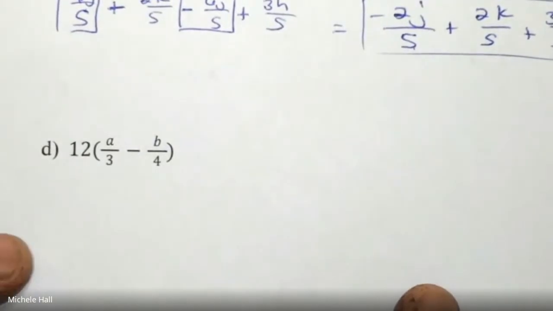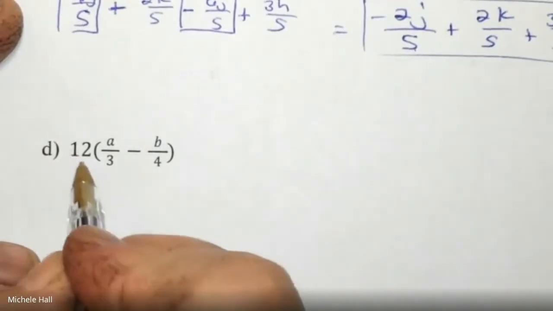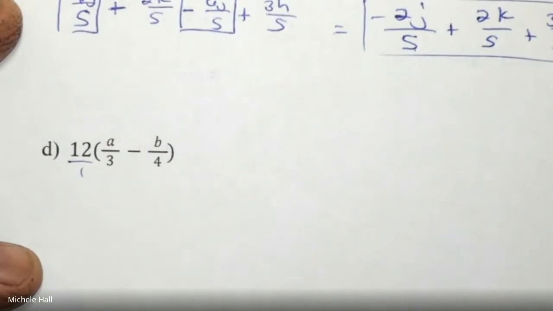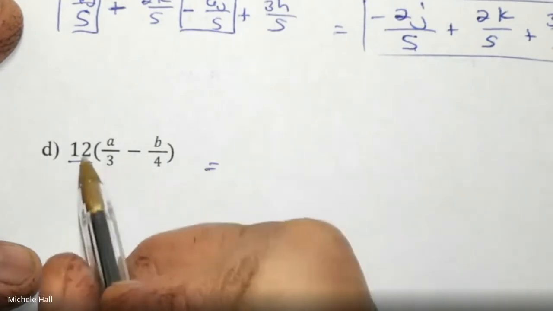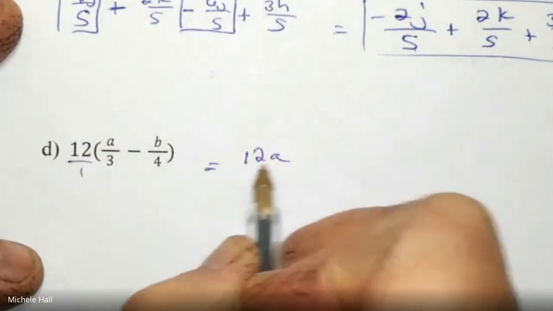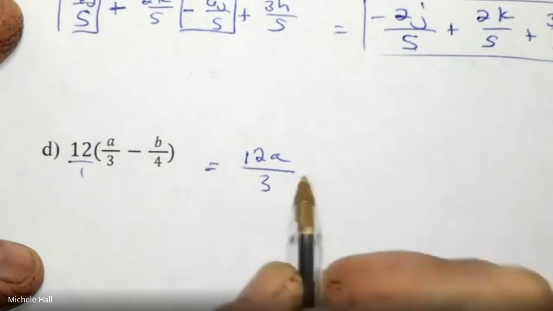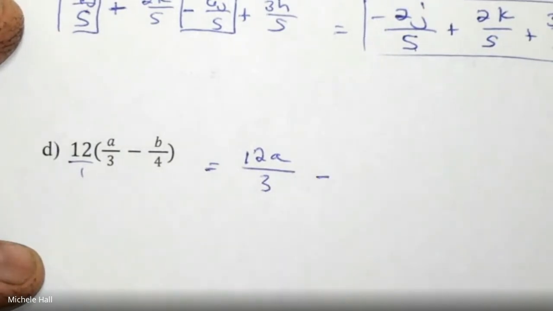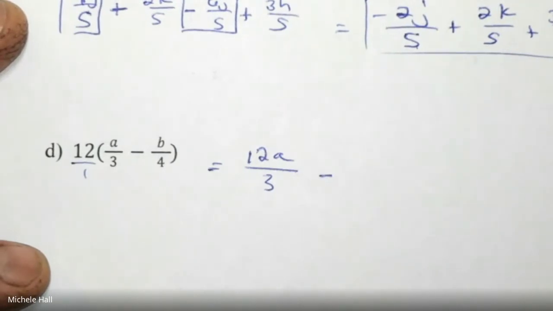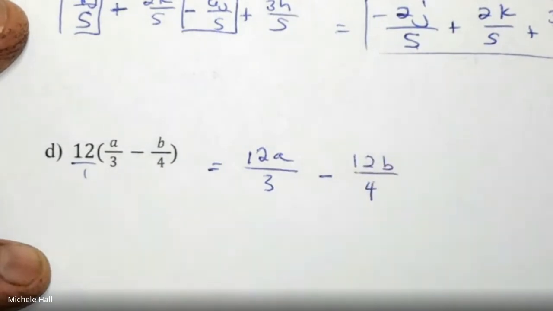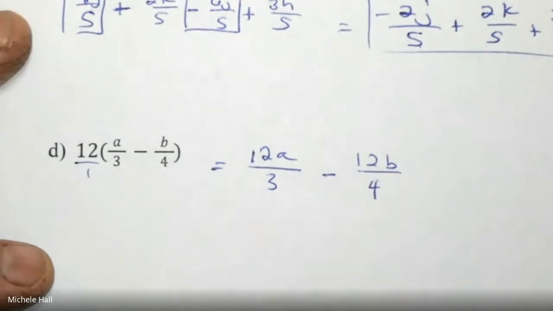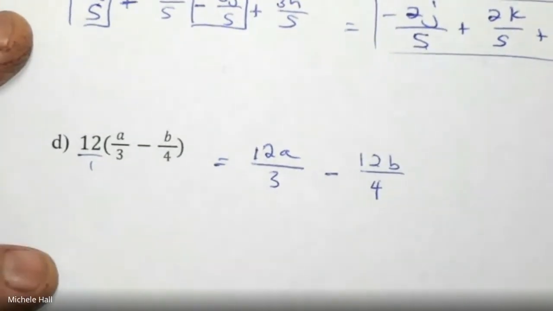Okay, problem D. Same thing. Make 12 a fraction this time and multiply straight across. 12 times a over 3 is going to be 12 times a over 1 times 3. Minus. Good. 12b over 4. Are these like terms? Do they both have the same variable? No, so I can't combine them.